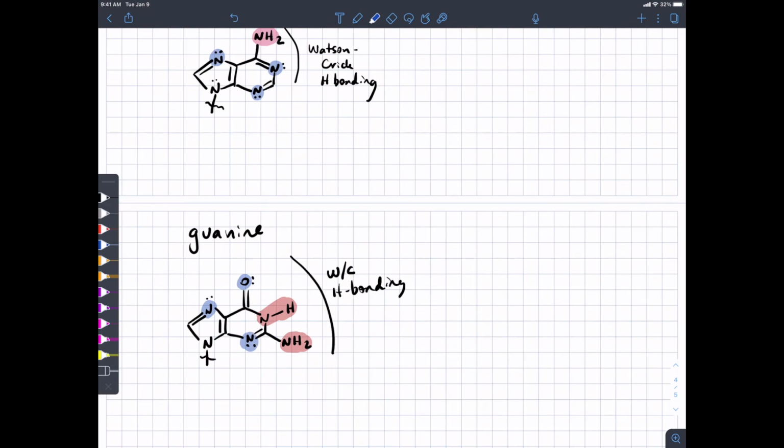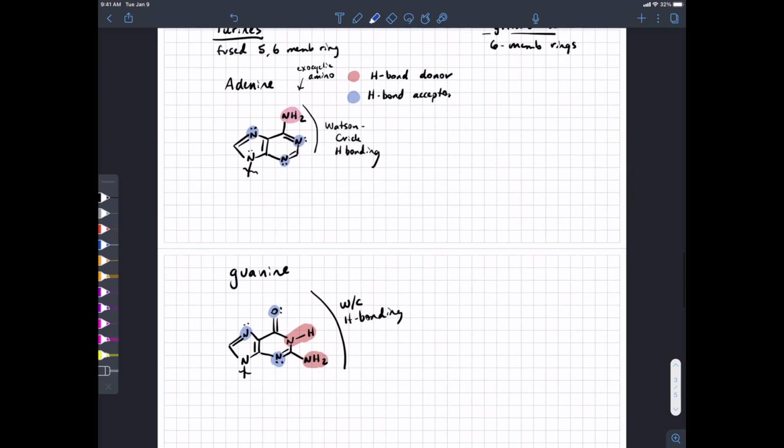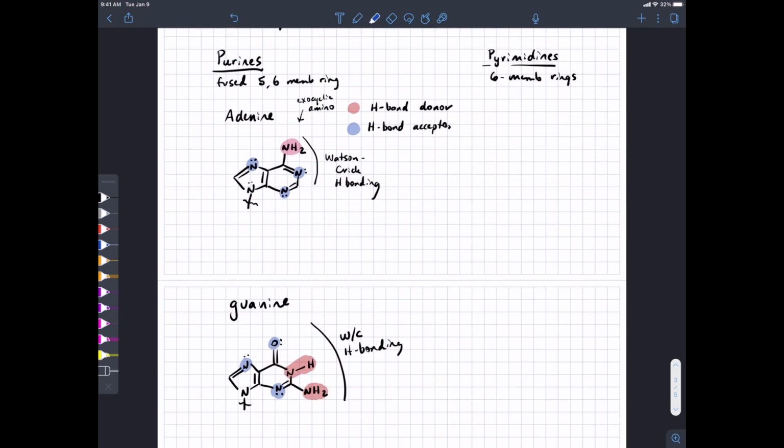Fortunately, the biosynthesis of these things is known. Fortunately, we're not going to worry about it. So, there you go.